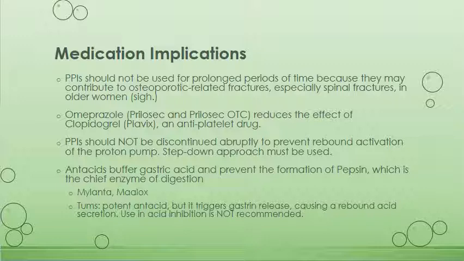Antacids will buffer gastric acid and prevent the formation of pepsin, which is the chief enzyme of digestion. Examples of this would be Mylanta and Maalox. Interestingly, Tums is a potent antacid, but it triggers gastrin release, which causes a rebound acid secretion. So Tums are not the great acid reducer we were hoping for. Its use in acid inhibition is not recommended.